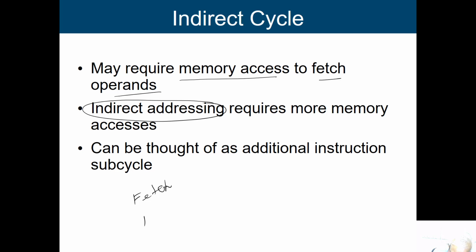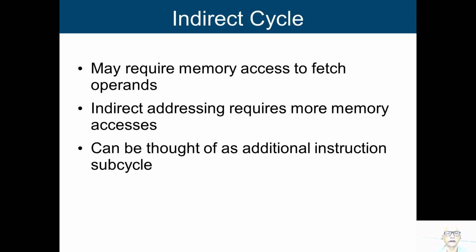Okay. But now I said that we may have different steps also. So, we can say that we can have one fetch cycle, then I can have that indirect cycle. After completion of the indirect cycle, we can go for the execute cycle. So, it can be treated as an additional instruction subcycle. So, this is the indirect cycle. Now, we are having this execute cycle.